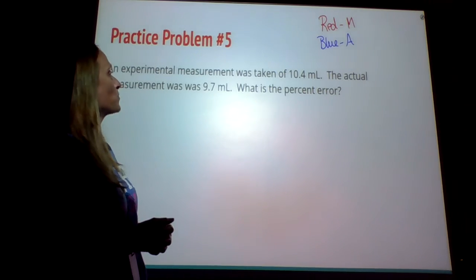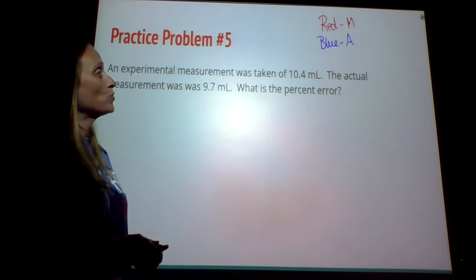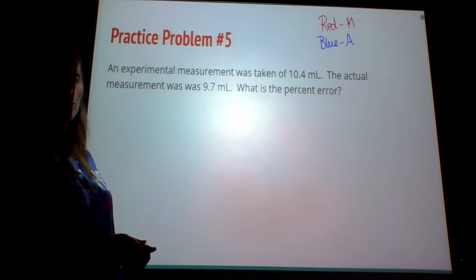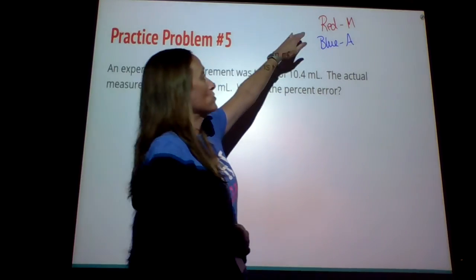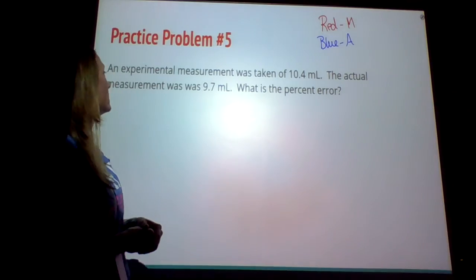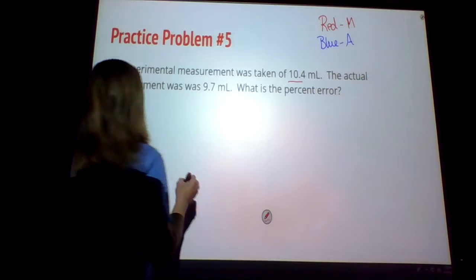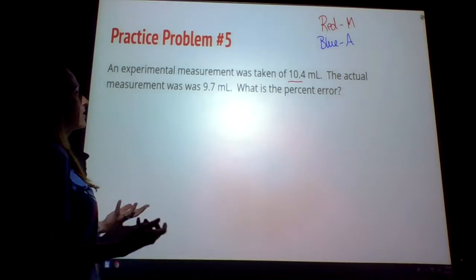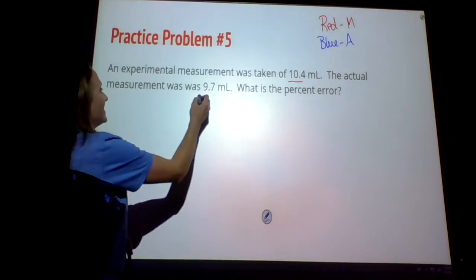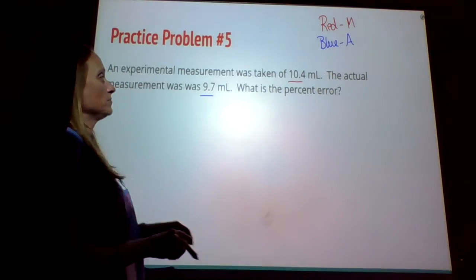And our final practice problem: an experimental measurement was taken of 10.4 milliliters. The actual measurement was 9.7 milliliters. What is the percent error? Let's first identify our measured value and underline that in red. 10.4 is the measured value because it says experimental. The actual, or the accepted, is going to be the 9.7. Now we're ready to plug in and solve.